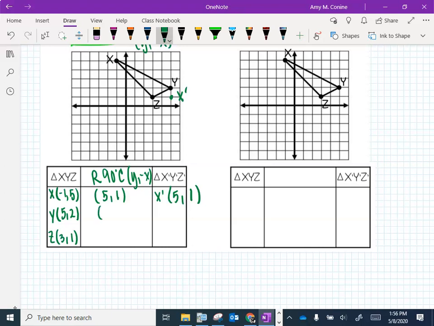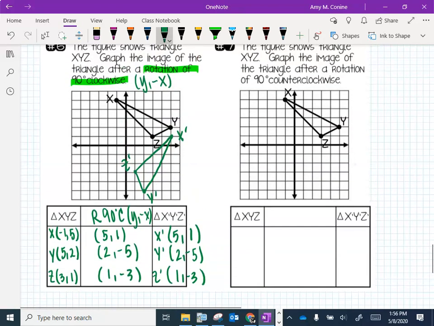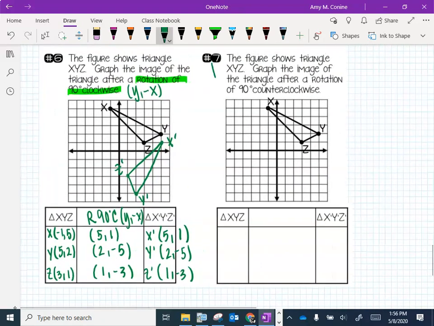Switching and opposite X, we have 2 and then -5. So Y prime is at 2, -5. That's Y prime. And then Z, switch and opposite X. So Z prime is now at 1, -3. That's Z prime, and then connect your dots. And there you go.